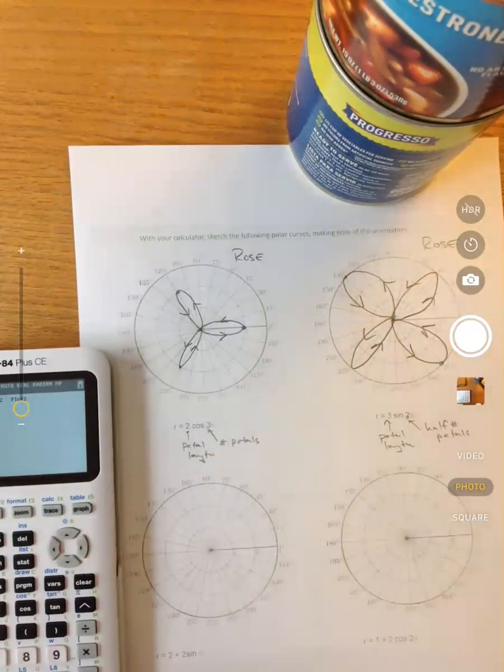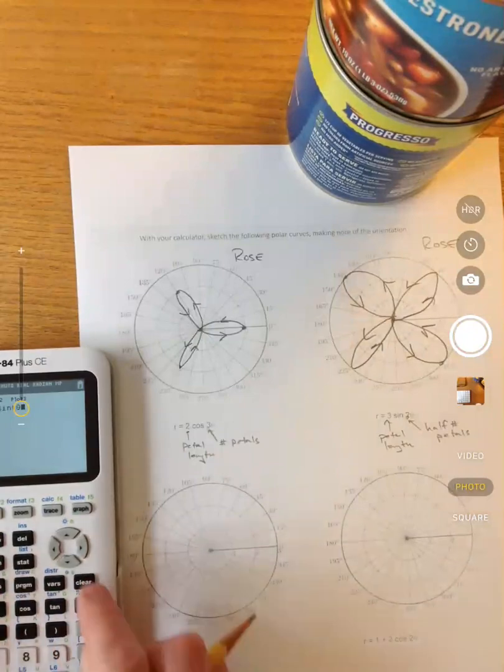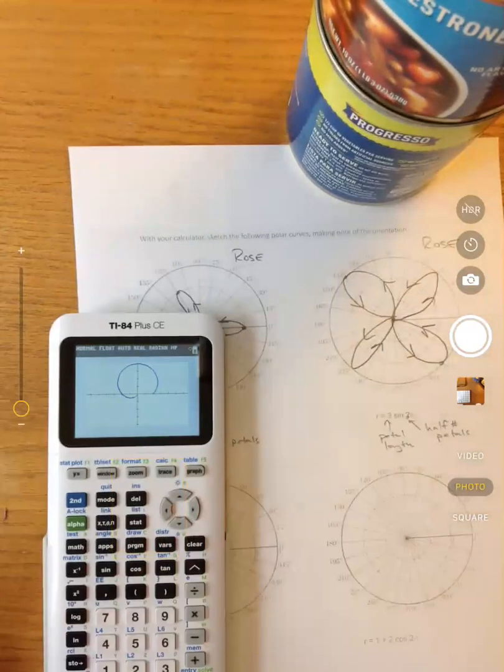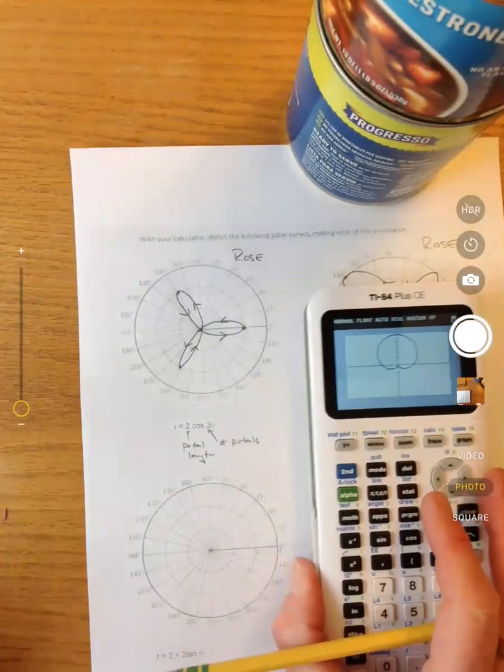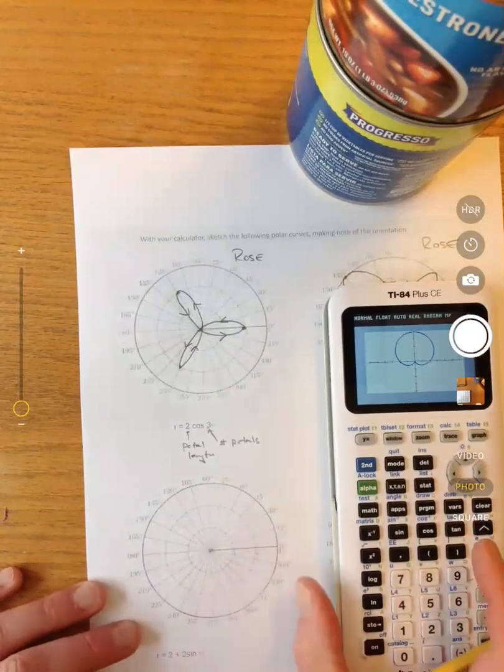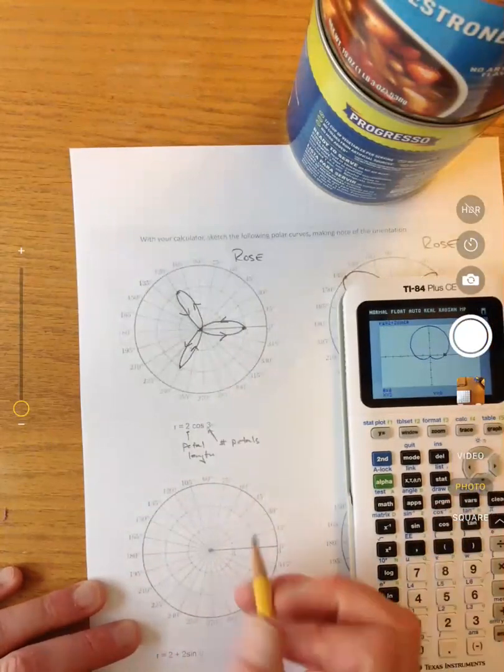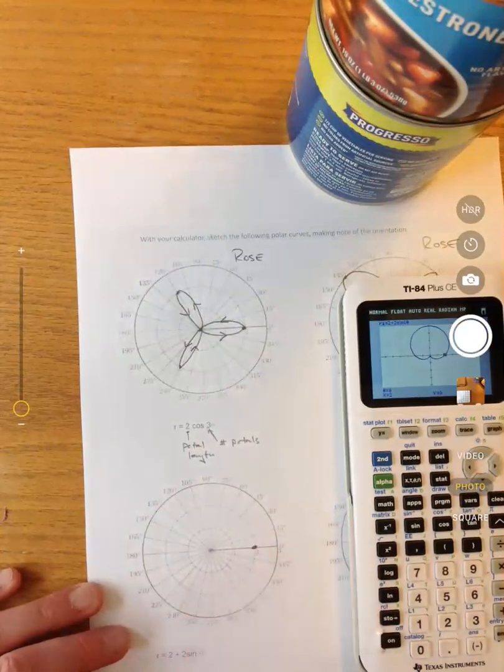And what do I got? 2 plus 2 sine theta. That's going to be a cardioid. It is a cardioid. Good, Dan. So it's starting, and if you traced it, it started right there at 2.